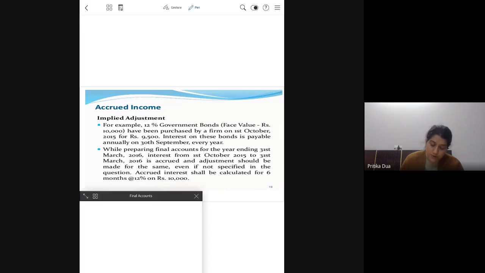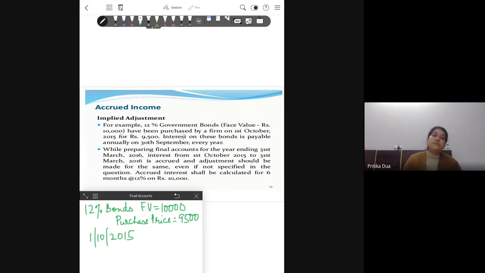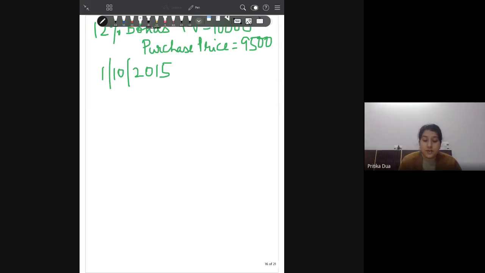So you have 12% bonds, face value 10,000, purchase price 9,500. These have been purchased on 1st October 2015. Now, the interest is being paid on annual basis.